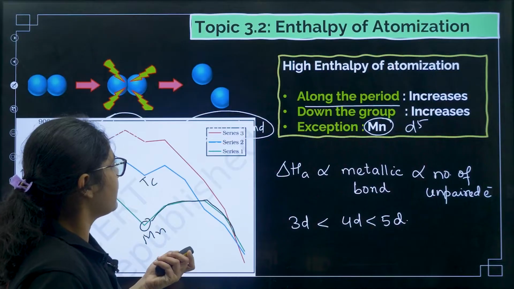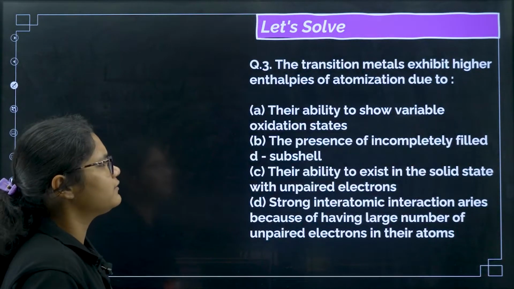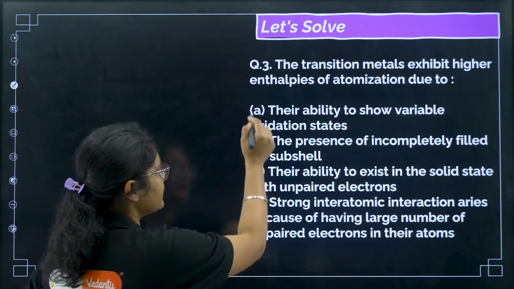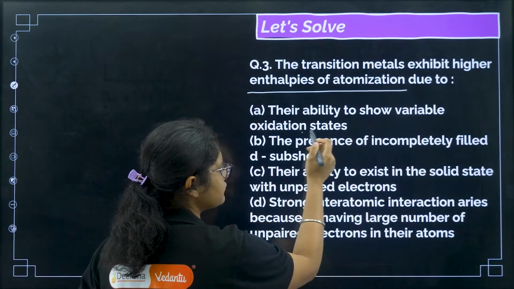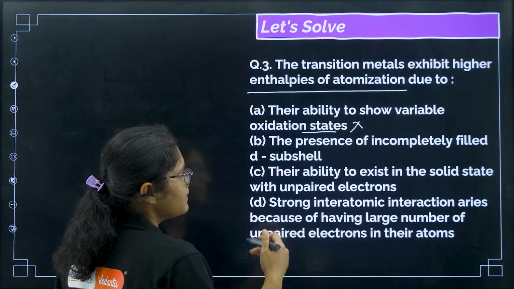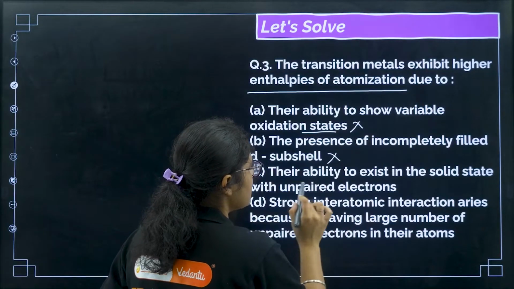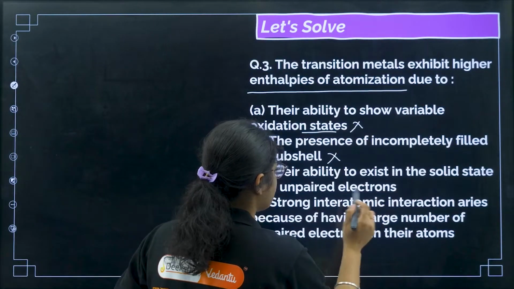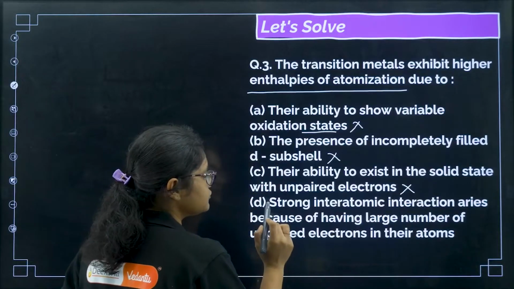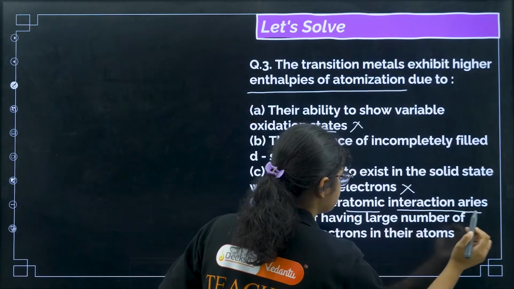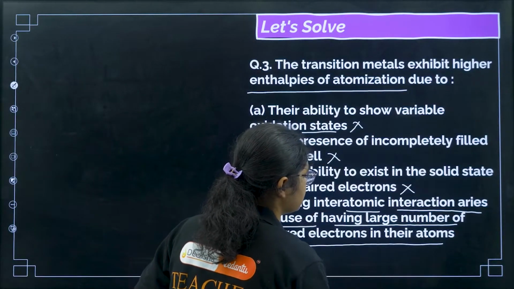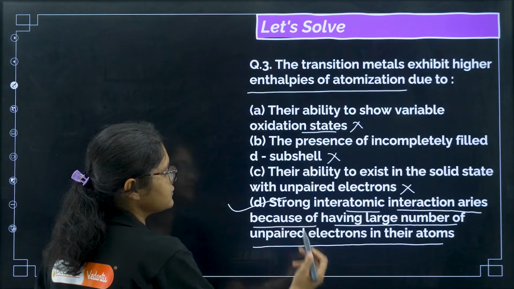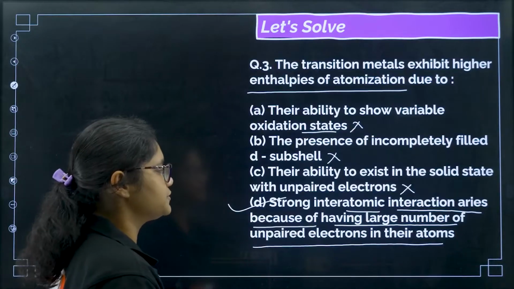Okay. Fine. Now let us do a question here. The transition metals exhibit higher enthalpy of atomization. Why? This is because the ability to show variable oxidation states, no. Presence of incompletely filled, no. Their ability to exist in the solid state with unpaired electrons, no. The stronger interatomic interactions arises because of having large number of unpaired electrons in their atoms. Okay. The correct answer for this question is your option number D.